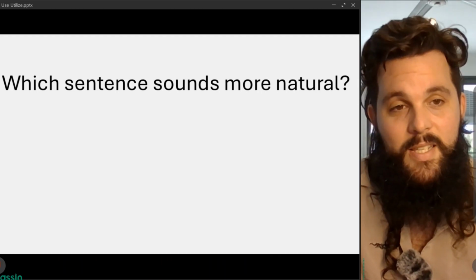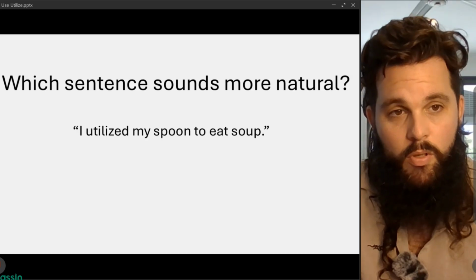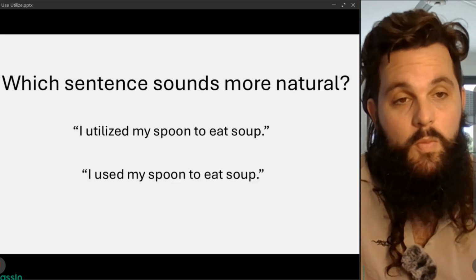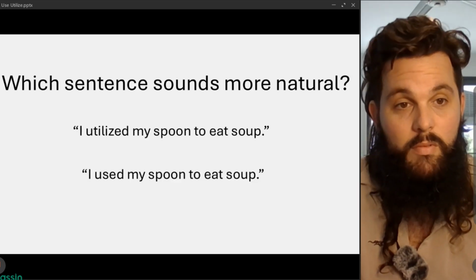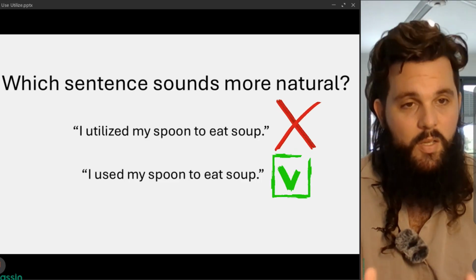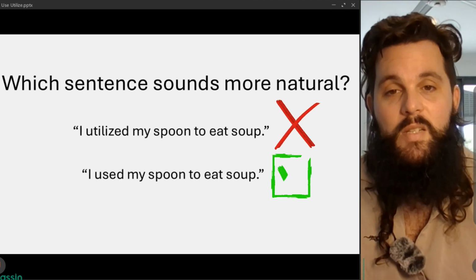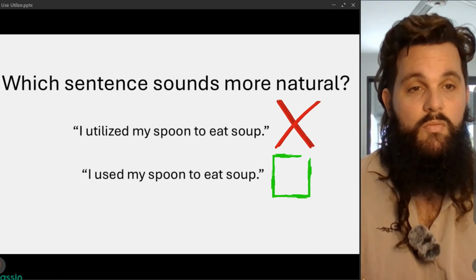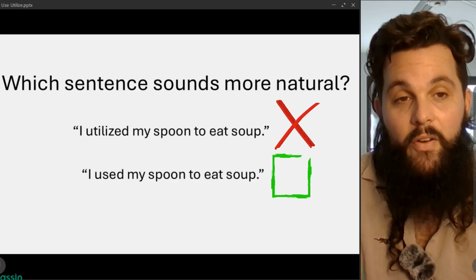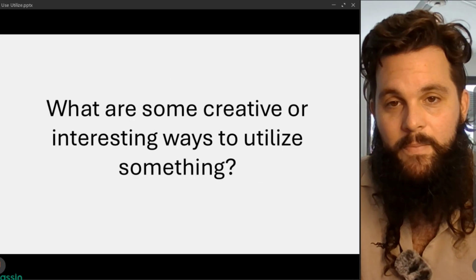So, which sentence sounds more natural? I utilized my spoon to eat soup. I used my spoon to eat soup. Well, the second one, definitely. I used my spoon to eat soup because the purpose of a spoon is to eat food. So saying I utilized my spoon to eat soup is wrong. It sounds very unnatural and very strange. It wouldn't be used in this sentence.